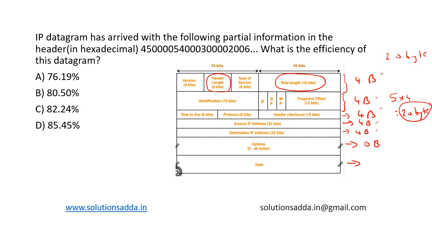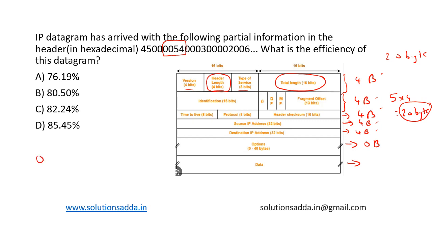So to calculate the total length, we need to traverse 1, 2, 3, 4. After the fourth number, 1, 2, 3, 4. This represents the first 4 bits. Next 4 bits represents the total length. That is 1, 2, 3, 4. So this represents this value, that is 540054. This represents the total length.